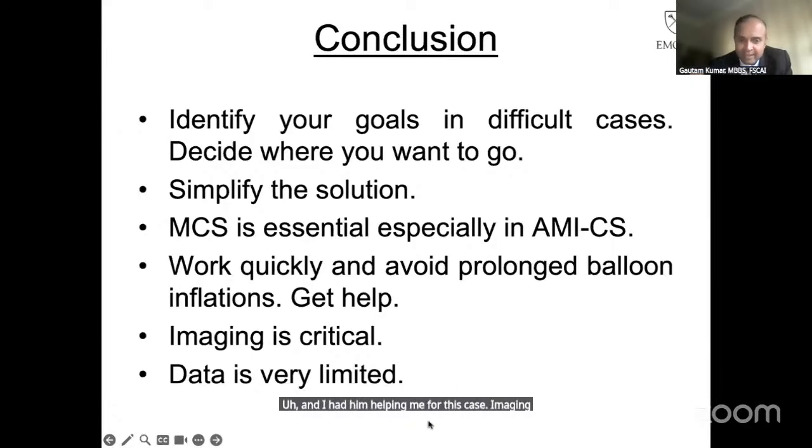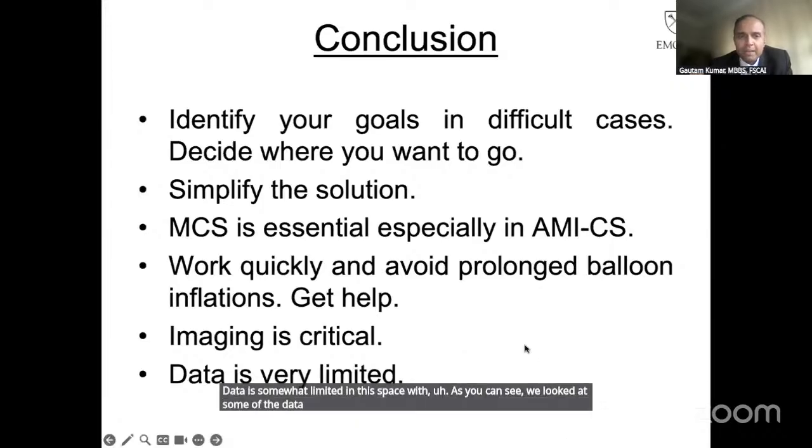Imaging here is critical. Data is somewhat limited in this space, as you can see, we looked at some of the data earlier, but I think that's where we're at with these tough cases.